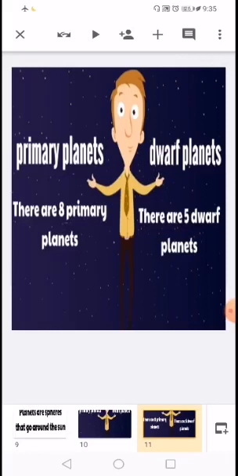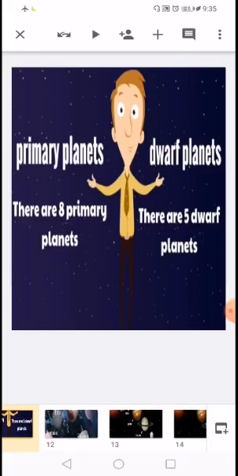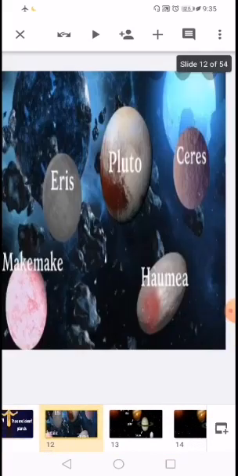And on the other side there are 5 dwarf planets. These planets are smaller and not considered primary planets. You can also see in this picture, these are called the dwarf planets because these planets are smaller and not considered a primary planet, because a dwarf planet does not have a clear orbit like Pluto.